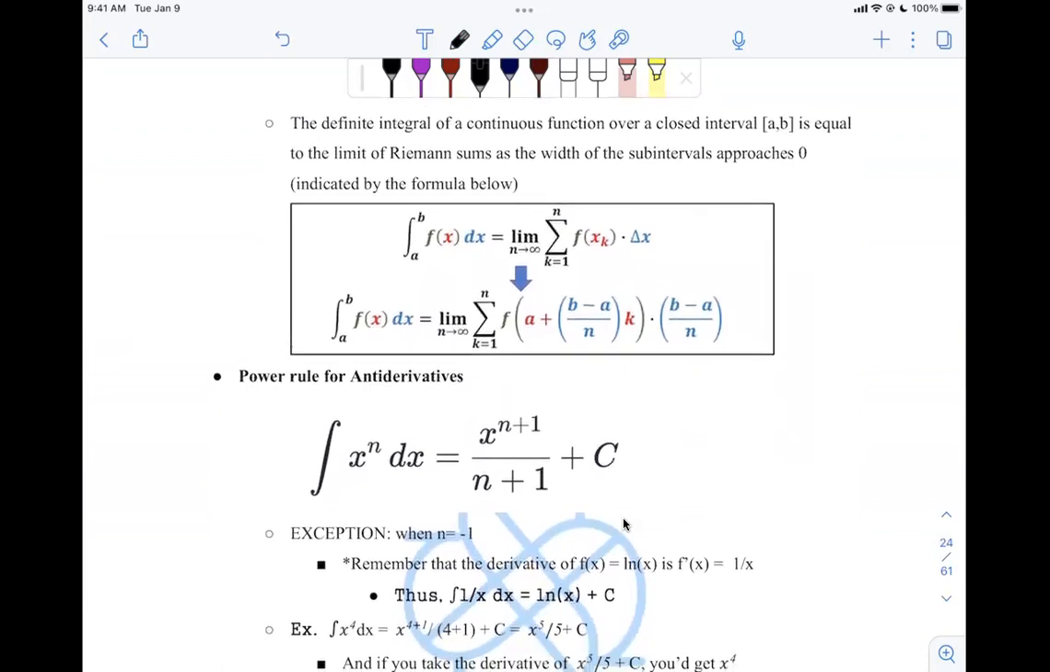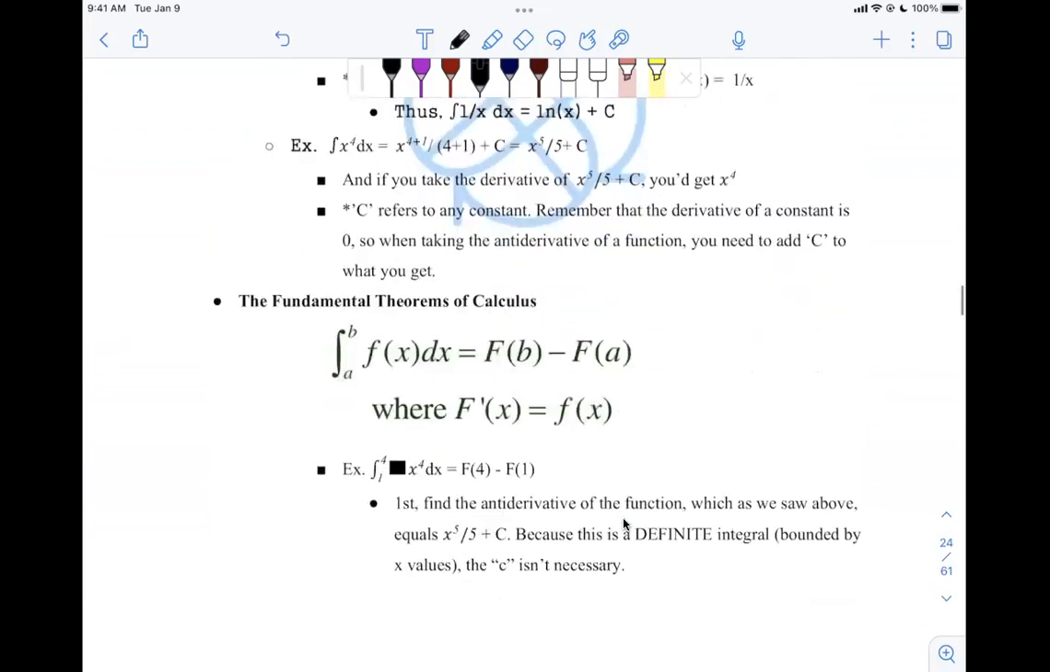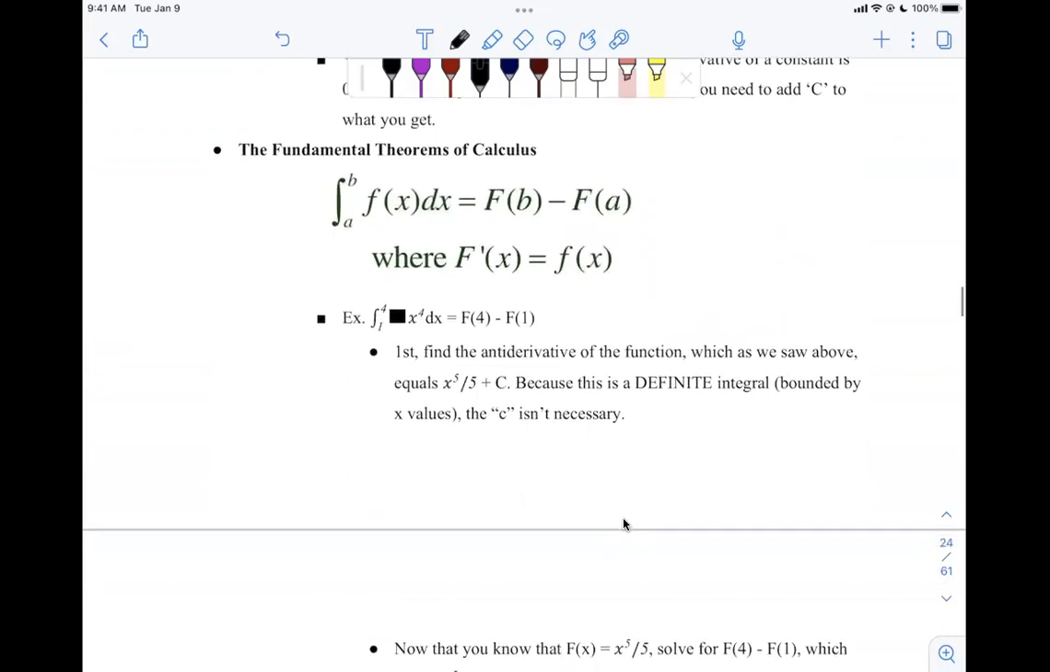So if you did want to do the definite integral with Riemann sums, then here's your formula. Or you can use the fundamental theorem of calculus. We've got the power rule for any derivatives and the fundamental theorem of calculus. This is part 2, where we use the antiderivative to find the definite integral.